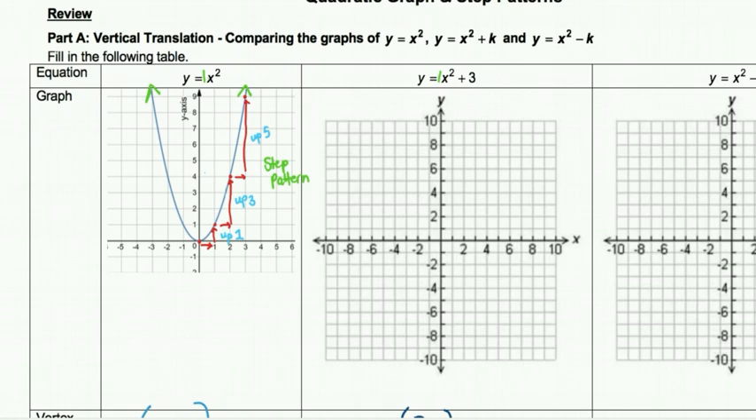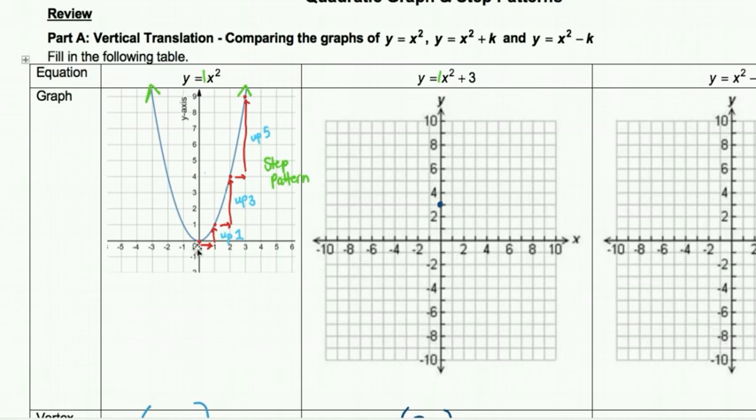Okay, so 1, 2, 3. So this is where the vertex will be. So the parent graph here will shift up 3. So we know that the step pattern from the vertex is 1, 3, 5.